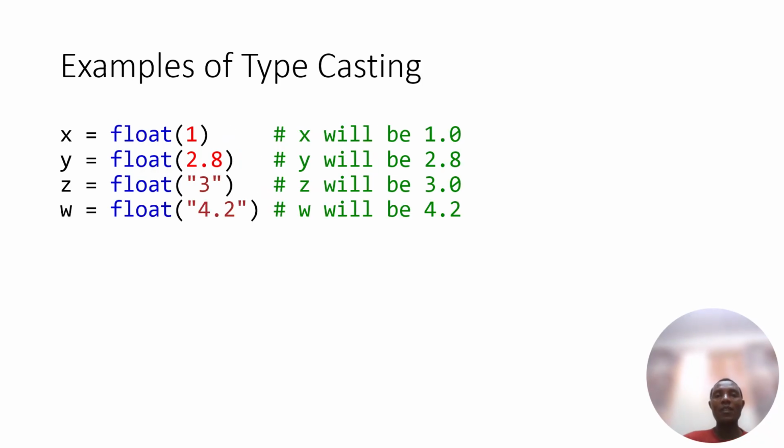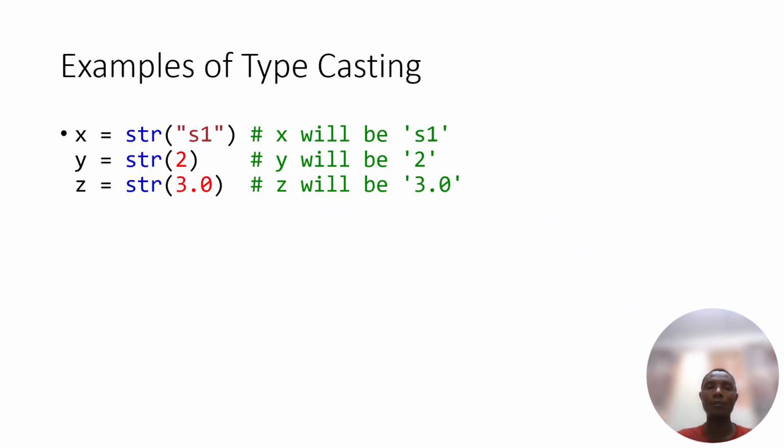The examples of casting to floats are as we see here. So this is going to be 3.0, this is going to be 1.0, this is going to be 2.8 as it is, and this is going to be 4.2. The last two have been converted from string to a float. We are able to convert these from string to a float because they are not characters like letters ABC. If you try to put ABC here, it's going to give you an error because it doesn't know that that is a numeric value.